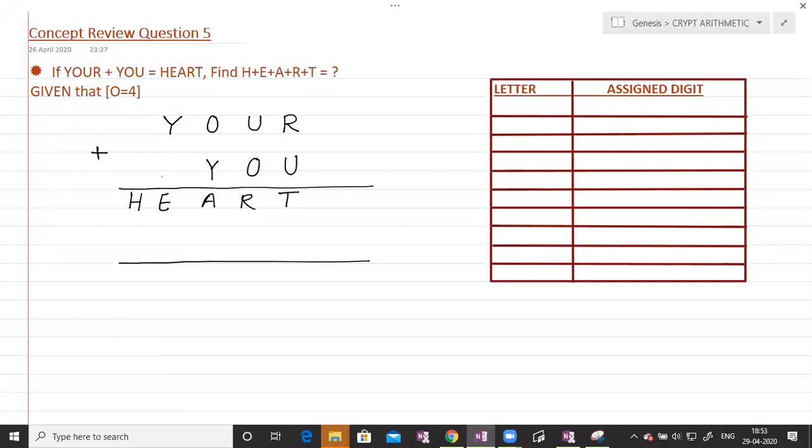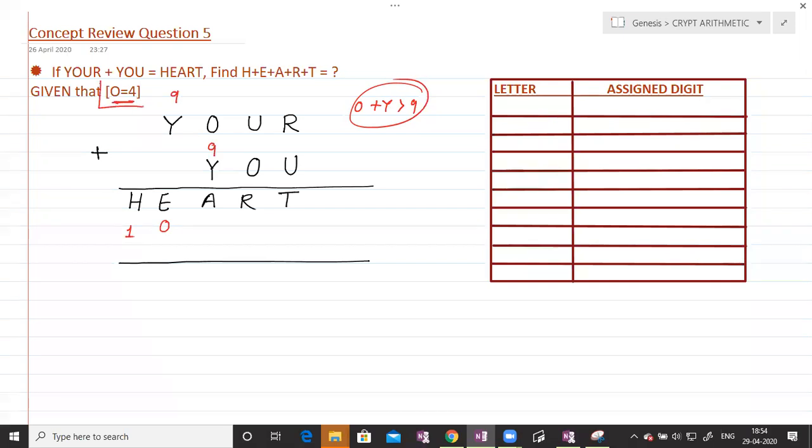Okay, I'll take this. H must be 1. Needless to say, Y must be 9. That's why it becomes a carry of 1. It means O plus Y should generate the carry, so the sum should be more than 9. It means E must be 0. So Y is 9 here, right? Y is 9, and O is given as 4.